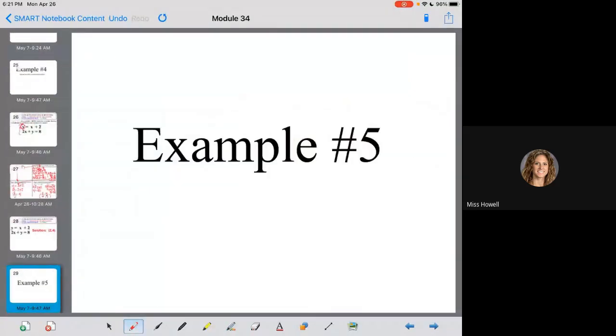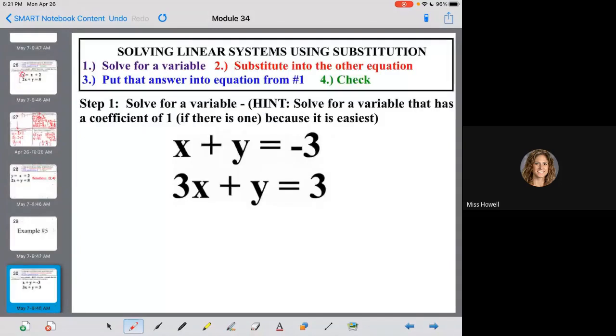All right, let's try another. Example number 5. We want to solve the system x plus y equals -3 and 3x plus y equals 3. And remember, this is a 1x, a 1x, 1x, and this is a 3x. Any letter that has a positive 1 in front of it would be the simplest or easiest to solve for. So top x, top y, or bottom y. All 3 of those would be fairly simple to solve for or isolate.